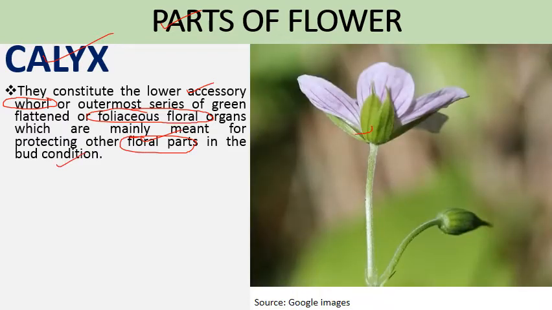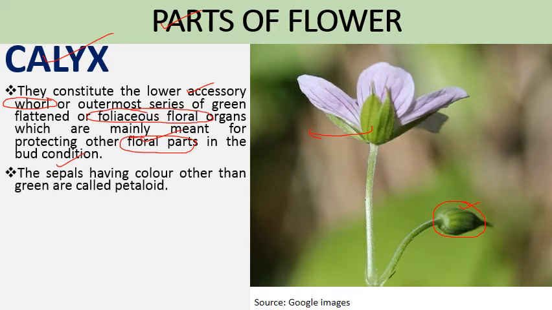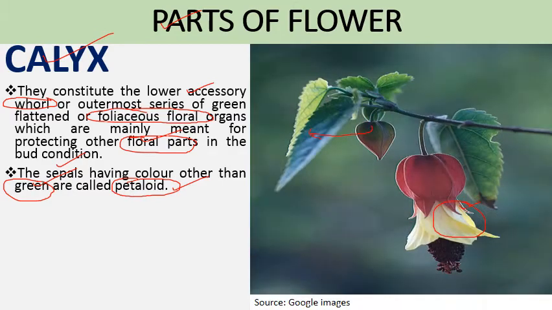So this green structure is known as sepal, और इसका main function होता है to protect the flower in bud condition. The sepals sometimes having color other than green, they are also colored. So at that condition, we use the term petaloid. So these sepals are said to be petaloid. For example, in this photograph, you can see here. So ये जो sepals हैं, they are colored pinkish in color. So ये जो term use करते हैं हम ऐसे sepals के लिए, we use the term petaloid.